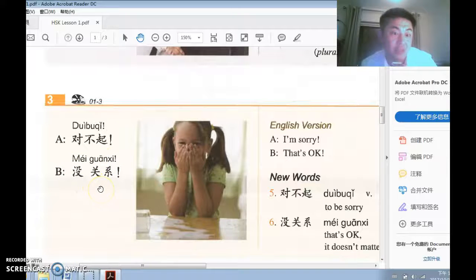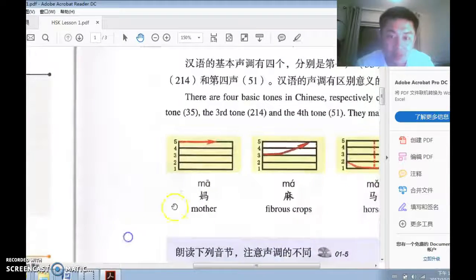关系 is connection or relation. It means whatever you did, or whatever horrible thing you think you did, there's no connection. That's okay. There's no relation of that to my feelings. Maybe that's what it means. So 没关系 is what it means. No, that is how you say it. 对不起，没关系. Right, so that's lesson one.